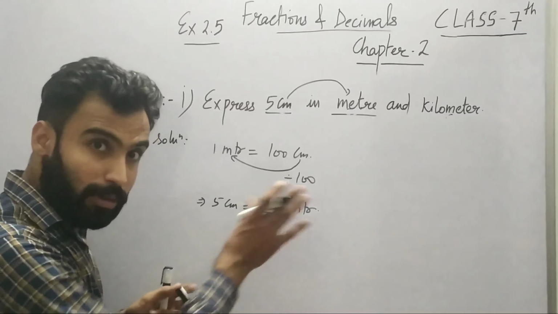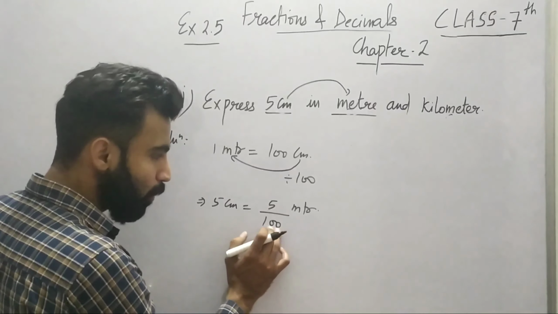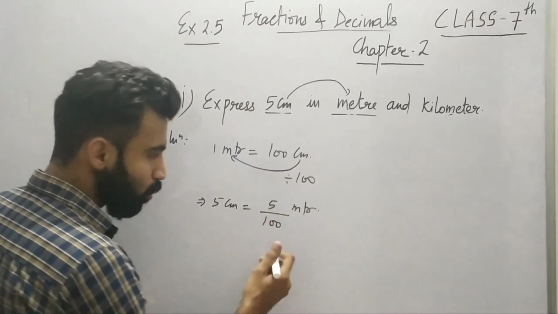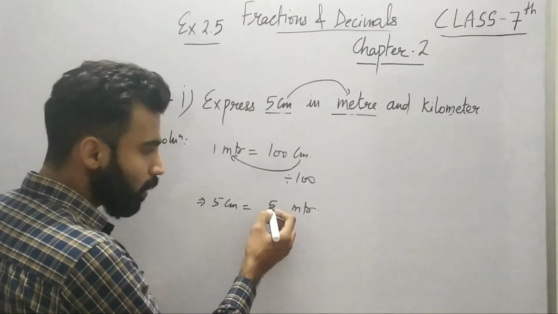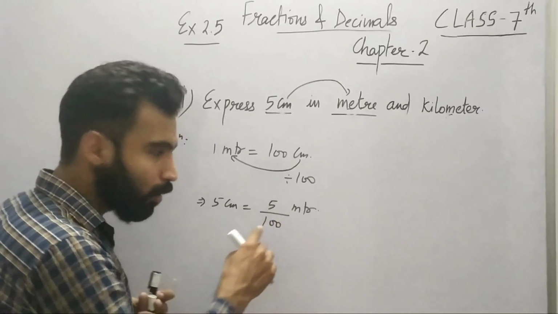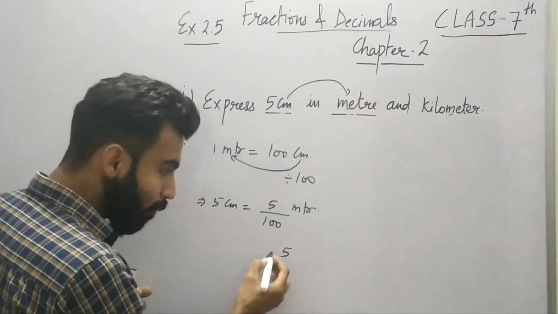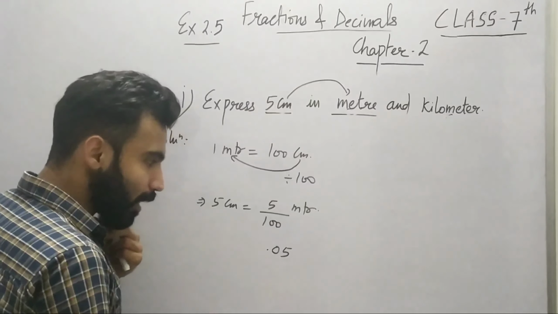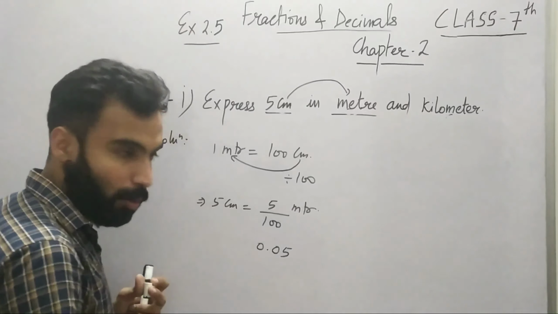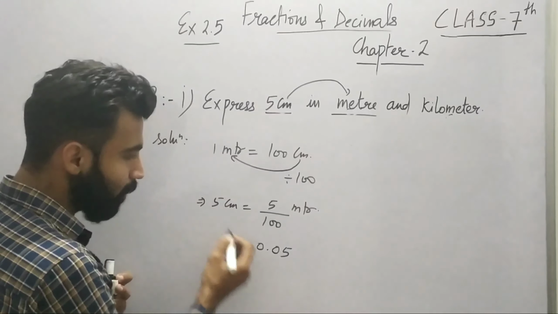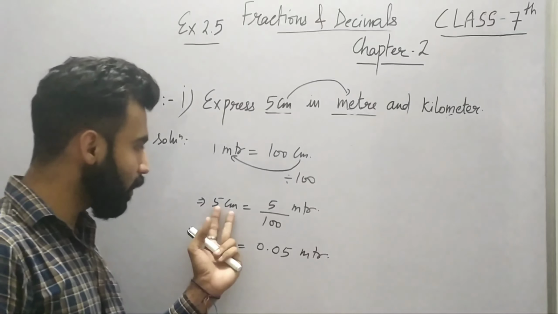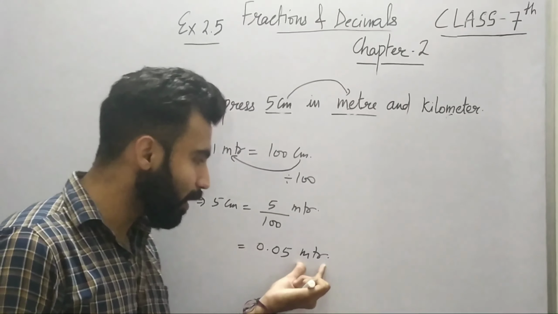Now earlier in the previous questions, I have told you about the number of zeros in the denominator. Here there are 2. So just put a decimal before 2 digits in the numerator. There is only one digit, 5, so put a 0 before it and put a decimal sign. Now there is nothing on the left hand side, so also put a 0. So this is how we converted 5 centimeter into meter. That means 5 centimeter is 0.05 meter.